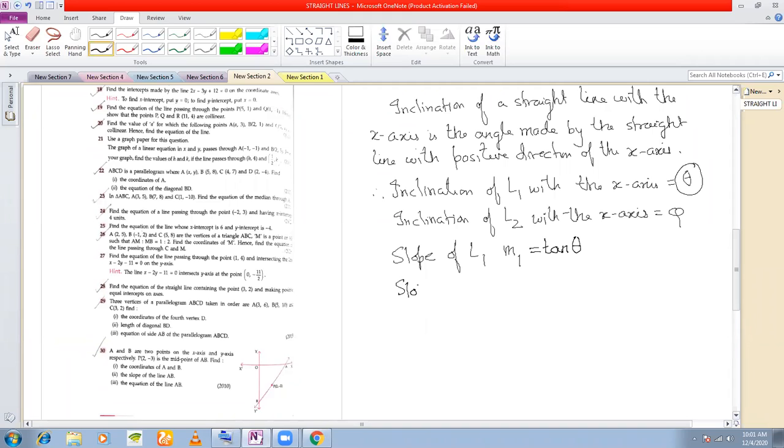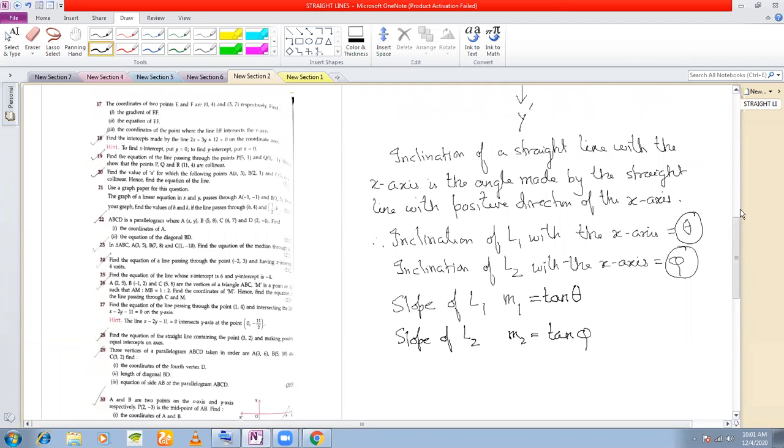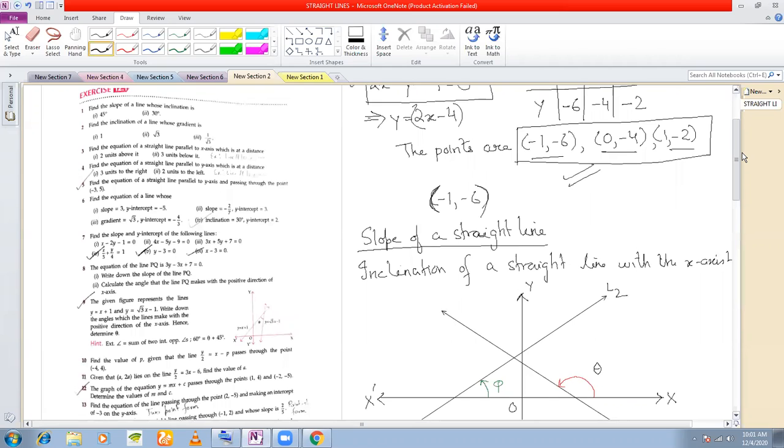Similarly, if you want to find out the slope of L2, you take the tan of the inclination. So each straight line will have an inclination with the x-axis, and if you take the tan of that inclination, you will get the slope of the straight line. That is what the definition of slope is.